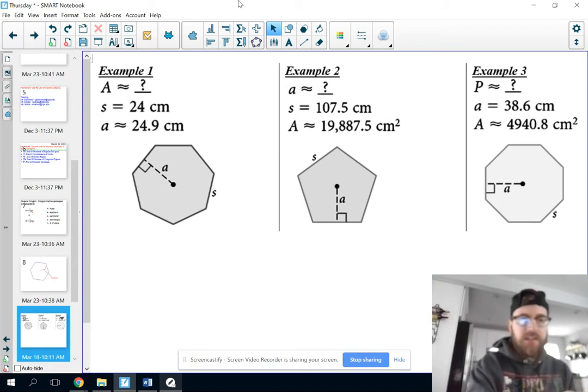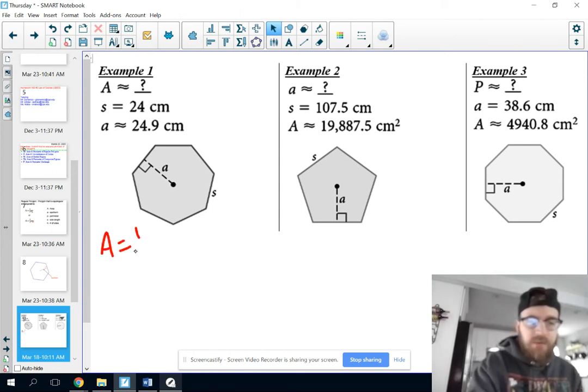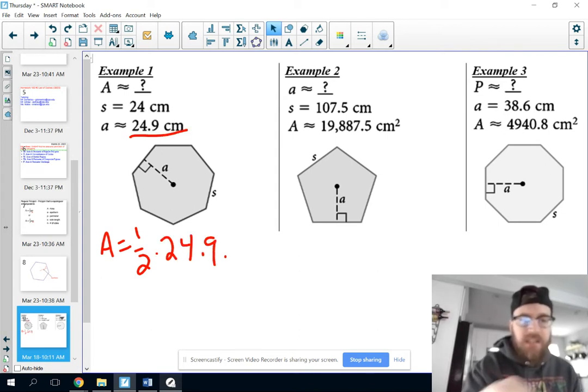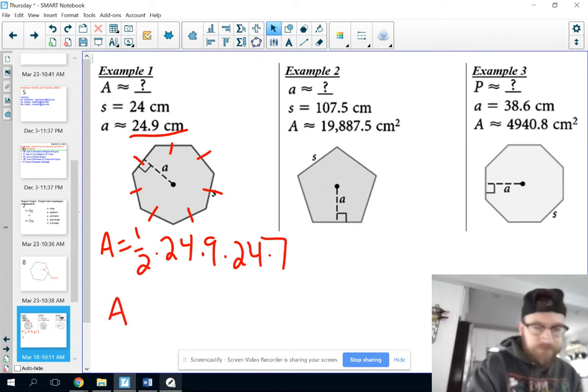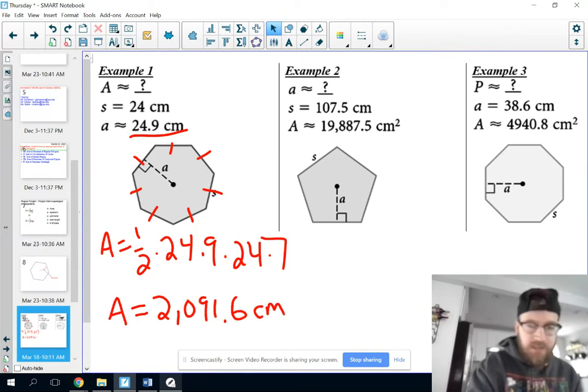Example number one. Notice big A and little a, kind of like our laws that we did before break. Our big A stands for area, and little a stands for apothem in this case. So our area is going to equal 1/2 times the apothem of 24.9 times the side length of 24. Since we are given S, I'm going to use the formula 1/2 ASN, times the number of sides. We've got 1, 2, 3, 4, 5, 6, 7 sides, so times 7. Just plug that into your calculator. It comes out to 2,091.6 centimeters squared, because we're finding area.